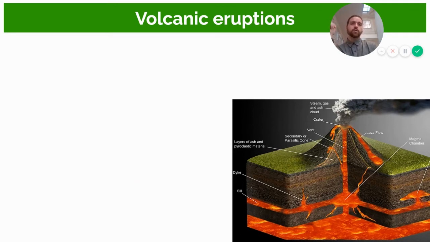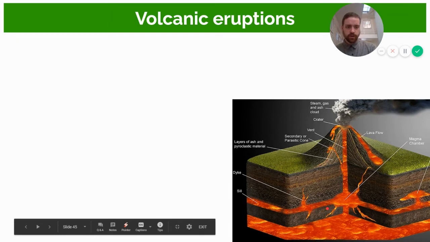The second one I want to talk to you about is volcanic eruptions. You all know how volcanic eruptions work. Before we move ahead, I want to talk about magma and lava. Magma is what we call lava when it's underground, and when it erupts out the top, it's called lava. So I'll talk about magma when it's underground. When it gets out onto the surface, it's called lava.